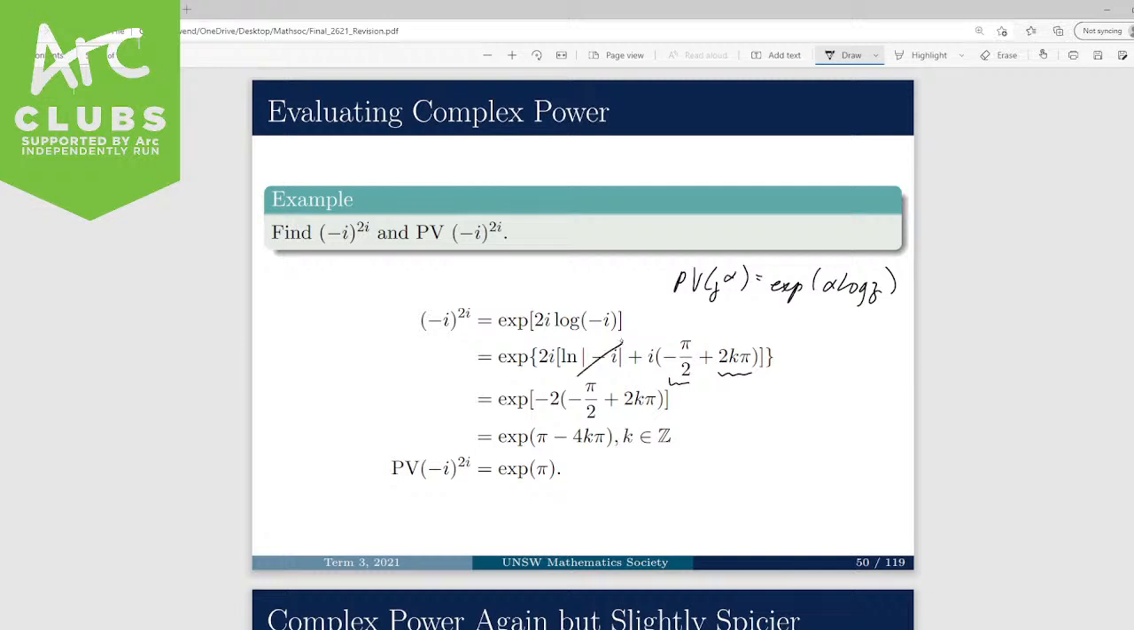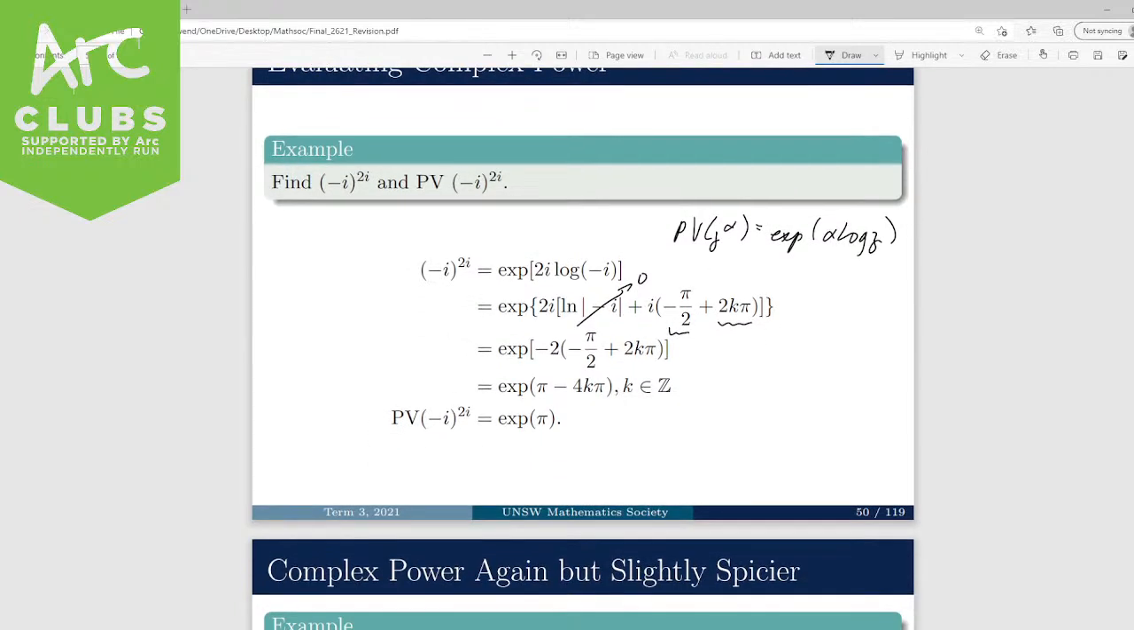The modulus of negative i is just 1. So log 1 is 0, so that whole thing is just gone. And the second bit over there, the 2i times i is actually just negative 2, and then you can expand the brackets to give you pi minus 4k pi, where k is an integer. And if you've done it pretty carefully, when you figure out the principal value, remember the only difference was that the multi-valued version gifted you this extra term over here. The principal argument is right next to it, the negative pi on 2. So when you write down the principal value of the complex power, if you've done your working well enough, you just have to remove that term, and you don't have to redo your working or anything.